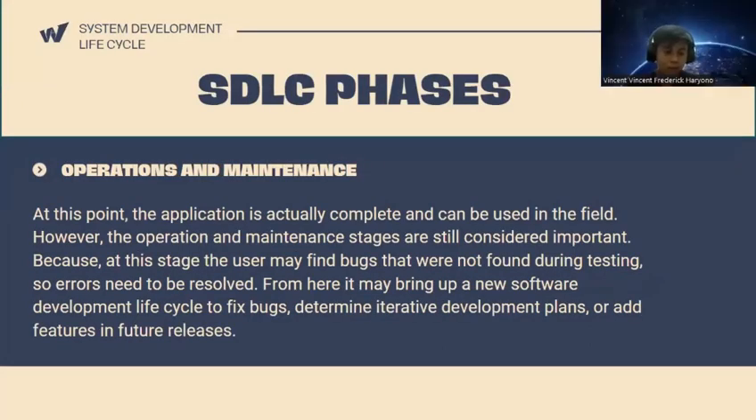Operation and maintenance. At this point, the application is actually complete and can be used in the field. However, the operation and maintenance stage is still considered important because at this stage, the user may find bugs that were not found during testing. So errors need to be resolved. From here, it may bring up a new software development life cycle to fix bugs, determine an iterative development plan, or add features in a future release.